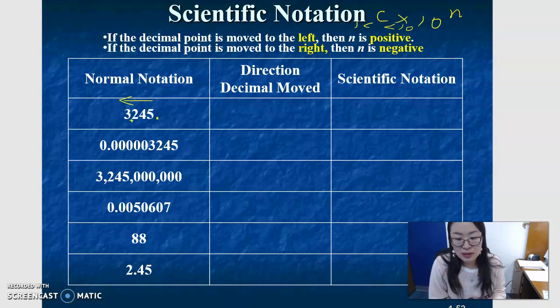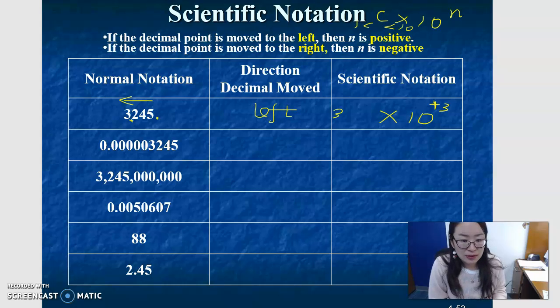So the immediate right is here. So I first need to move to the left. That means when I multiply by 10, the power n should be positive. So remember, move to the left, the n is positive. And then, what's the n number here? I need to count how many places. 1, 2, 3. So 3 places to move.